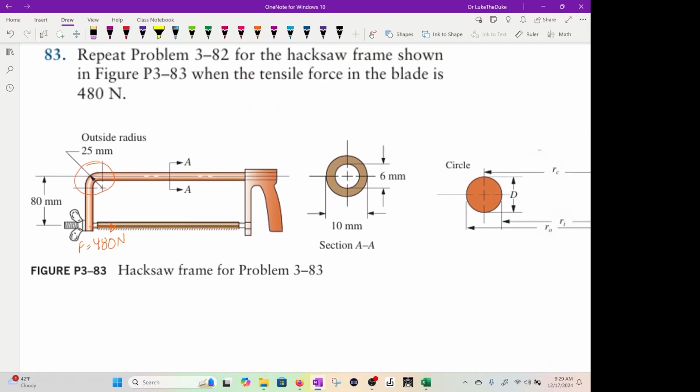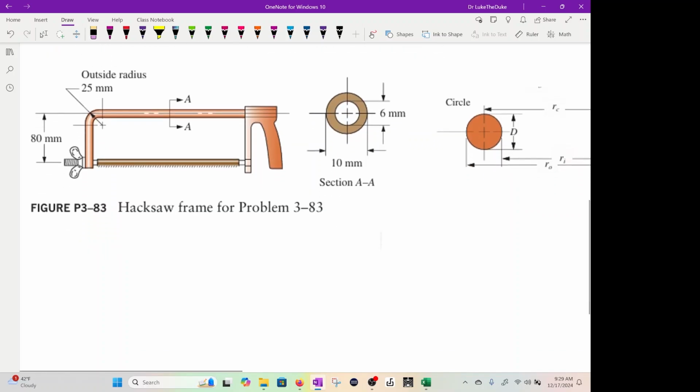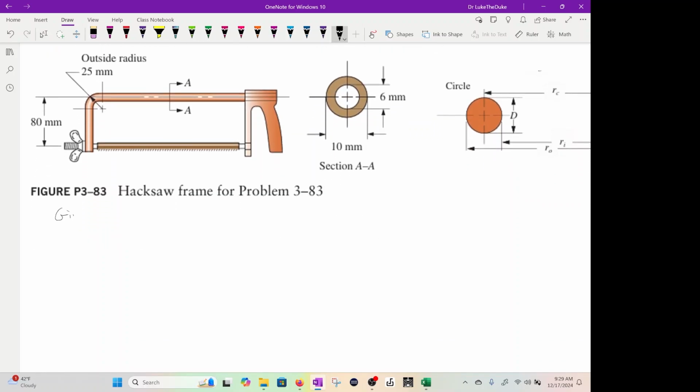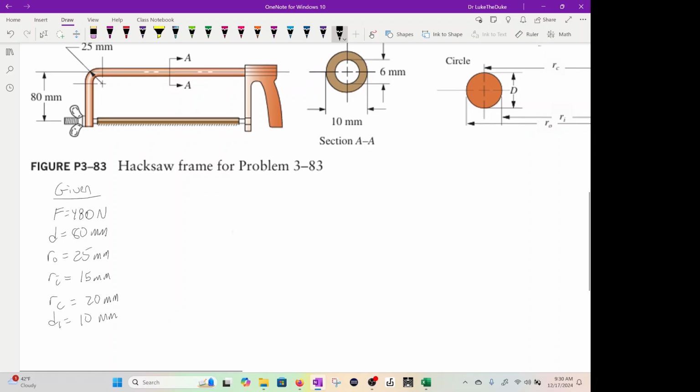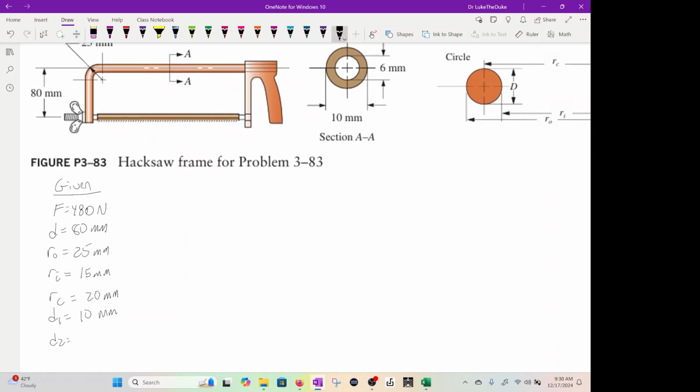So first, I'm just going to erase this. Let's keep it right there. Given: we have F, 480 newtons. We have D, the distance, is 80 millimeters. We have RO, which is 25 millimeters. RI is 15 millimeters. I'm going to show you this here in a second. RC is 20 millimeters. We have D1 is 10 millimeters, and D2 is 6 millimeters.